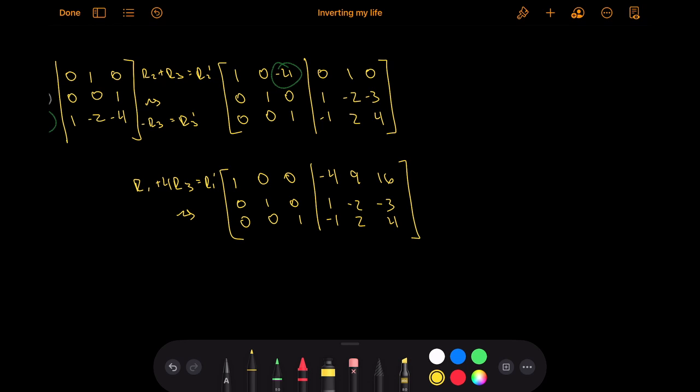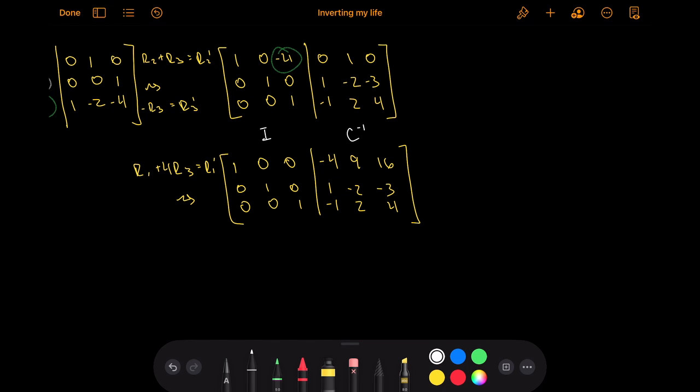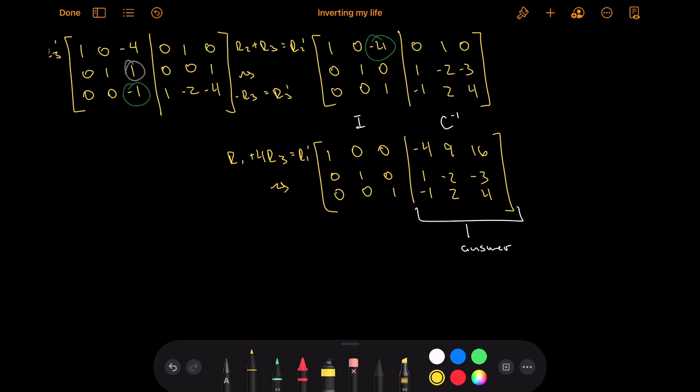And so, as I mentioned before, what we have here on the left side is our identity matrix. And so the right side will now be the inverse. And so the right side would be our answer. So that means the inverse of C will be equal to negative 4, 1, negative 1, 9, negative 2, 2, 16, negative 3, 4. And that is our answer.